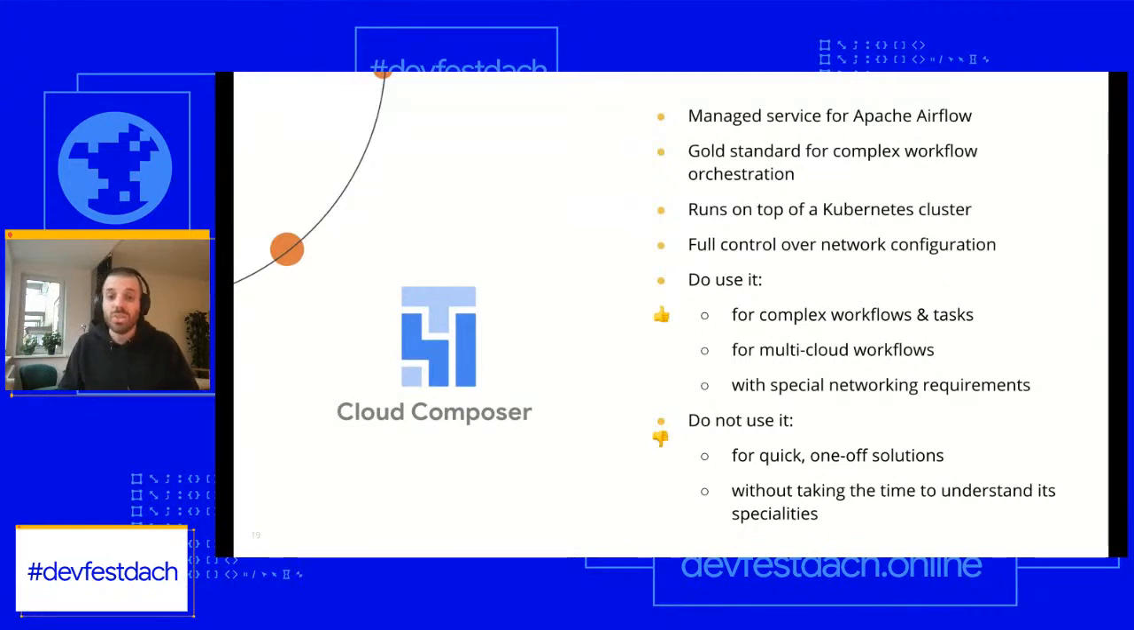So when to use this? Do use it for complex workflows and tasks. For multi-cloud workflows. If you have to load data from another cloud platform or from on-prem into Google Cloud, or have to load from Google Cloud to somewhere else, then this is a tool that gives you the right flexibility. And also, as we've seen in the serverless tasks previously, if you have special networking requirements. If you do need that static IP, you can get it with CloudComposer. If you do need to be on that internal network, you can do that with CloudComposer.